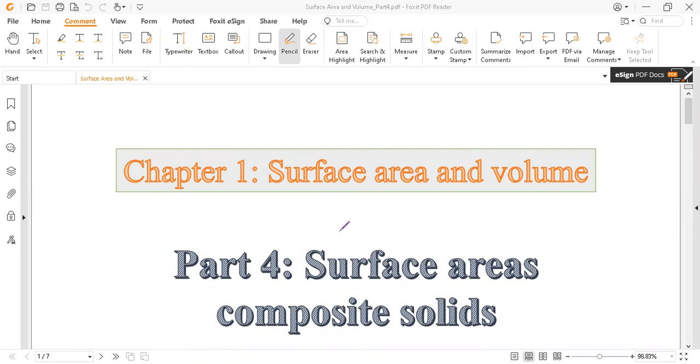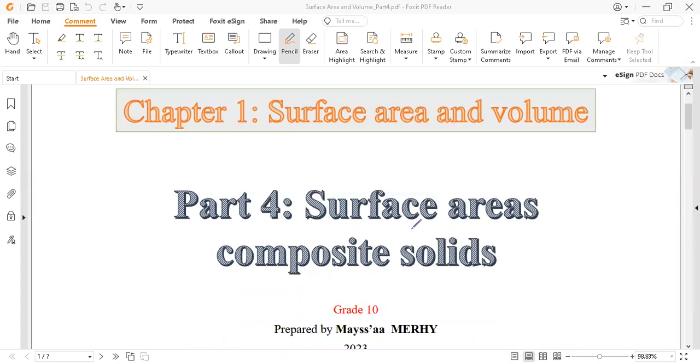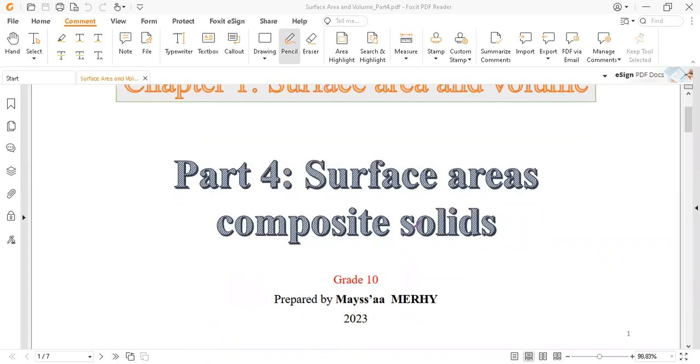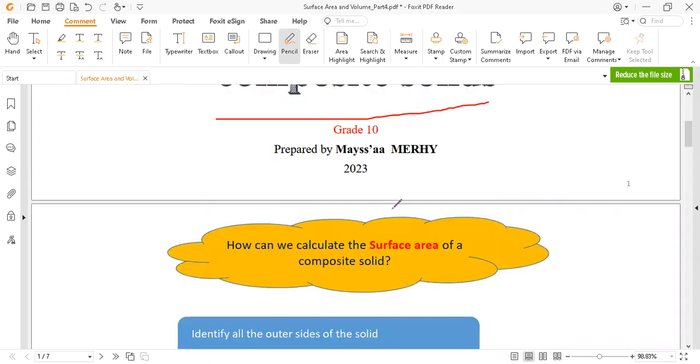In this section, we are still, as usual, in the chapter entitled Surface Area and Volume, but we are focusing in this part on the surface areas of composite solids, as we focused before in the previous session on the volume of composite solids. So we have a composite solid, and not a plain shape. We have a composite solid in three-dimensional space, and we want to compute the surface area. So what do we mean by the surface area of a composite solid?